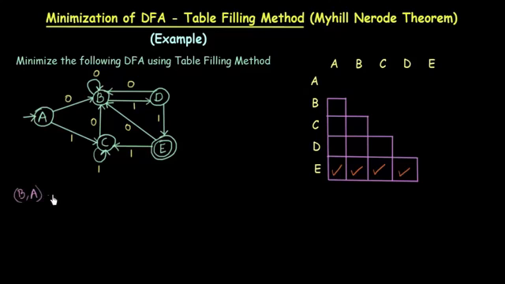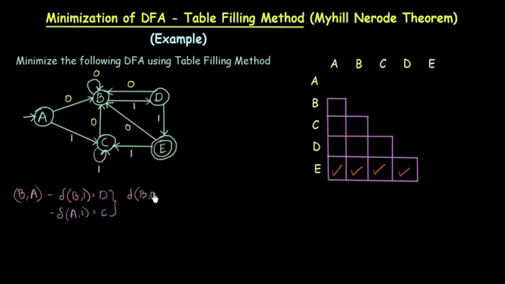Let's see where B goes on getting input 1 and where A goes on getting input 1. B on input 1 goes to D, and A on input 1 goes to C. So we get this pair DC. Now check if DC is marked. DC is not marked, so no need to do anything. Now I have checked for input 1. Now I have to check for input 0.